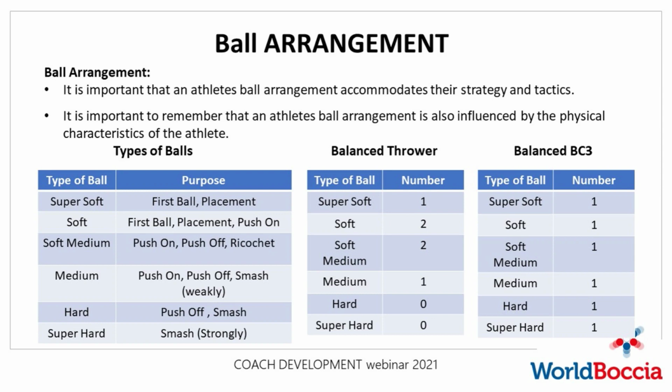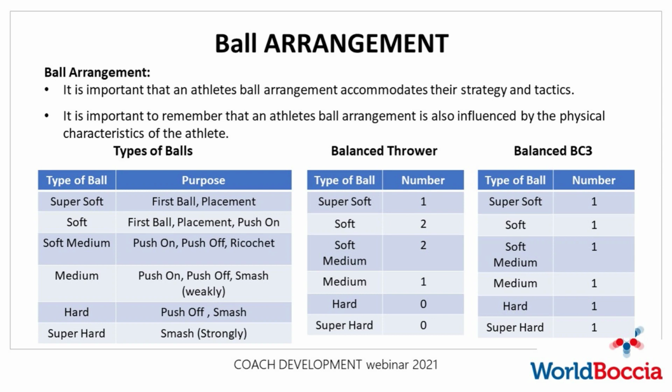Again, it's important to understand that, for example, a soft medium ball, some athletes will still use this to play placement shots, and the type of ball used for a specific purpose will again be influenced by the physical profile of an athlete. For example, an athlete with limited strength or power may have to use a soft or soft medium ball for the purpose of a placement shot, given they have reduced power. So to reach those longer jack distances, they need harder balls to reach those distances.